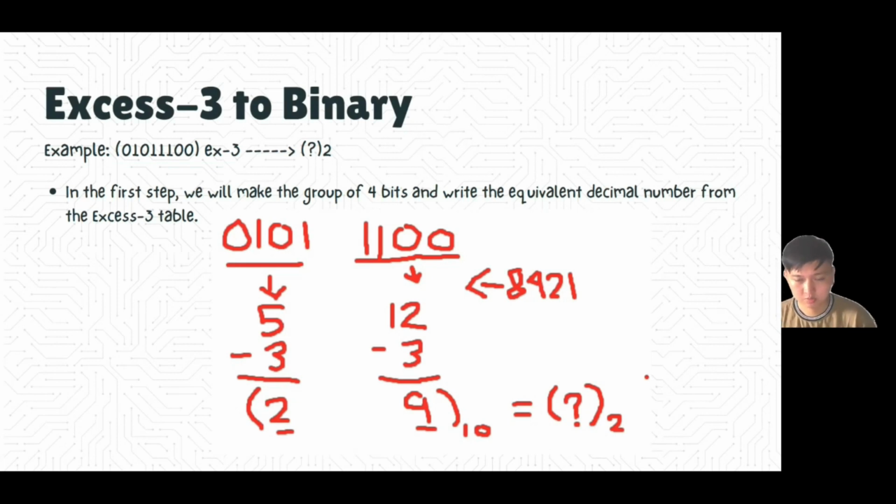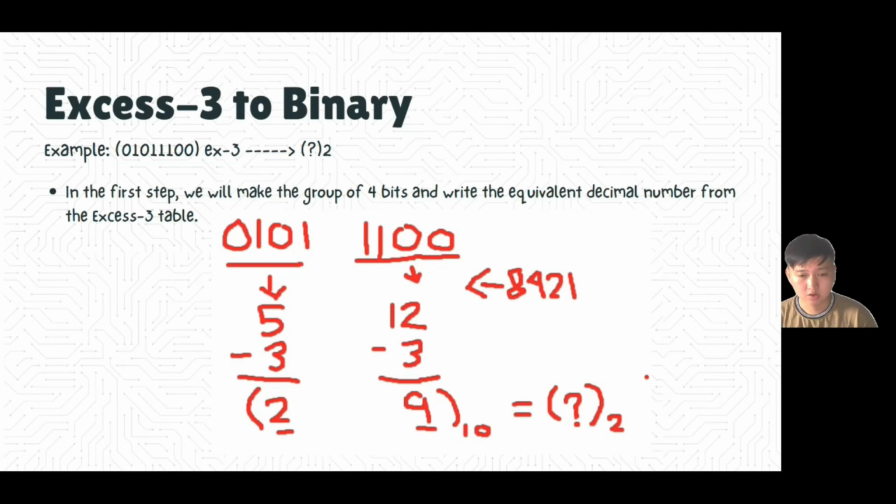So first we group this into 4 bits, and then we'll multiply it by 1, 2, 4, 8. The first group is 1100. We'll multiply this by 1248. 1 times 0 equals 0. 2 times 0 equals 0. 4 times 1 equals 4. 8 times 1 equals 8. So 8 plus 4 is equal to 12. Then we'll subtract this by 3, which is 9, because that's how we can get a decimal number equivalent to excess 3.